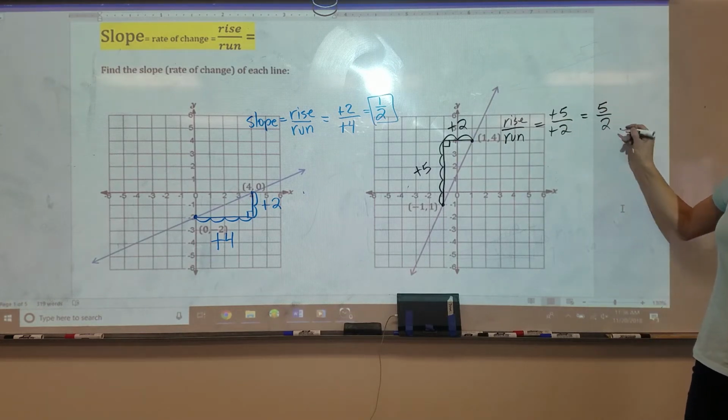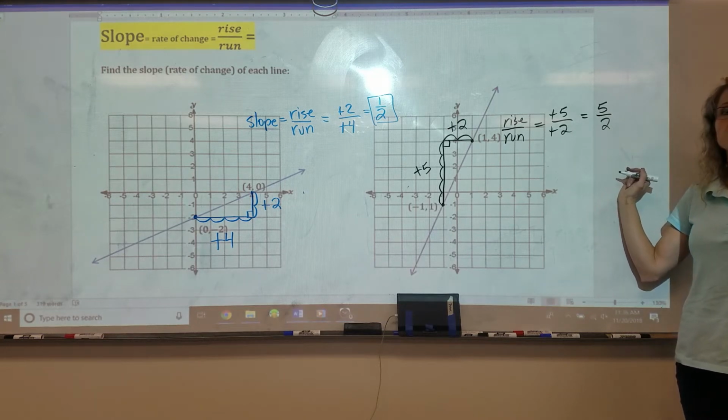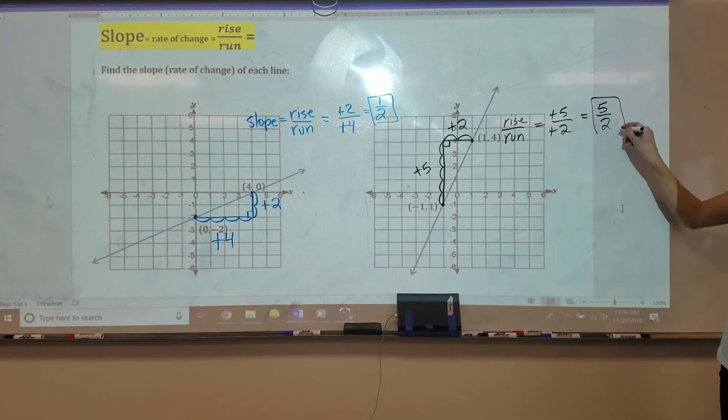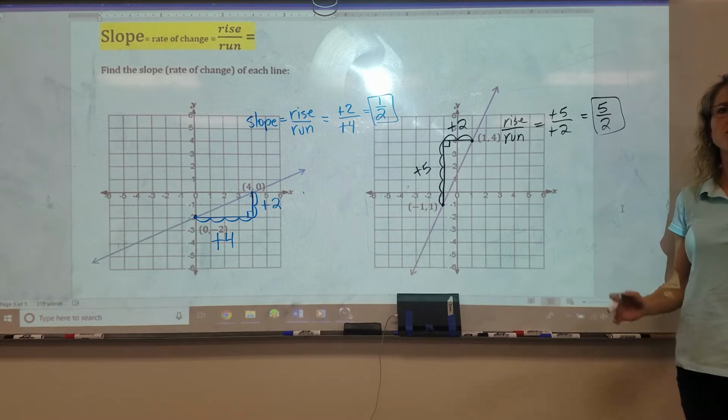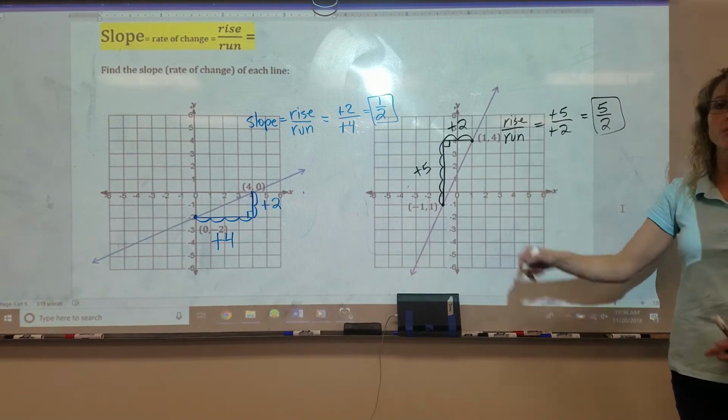This one is tempting to make a mixed number out of, but we never make a mixed number in slope. Just reduce it if it can reduce. But I can leave my slope as 5/2. So it means for every 5 feet I go up, I only go 2 feet over. That's really steep for a truck.